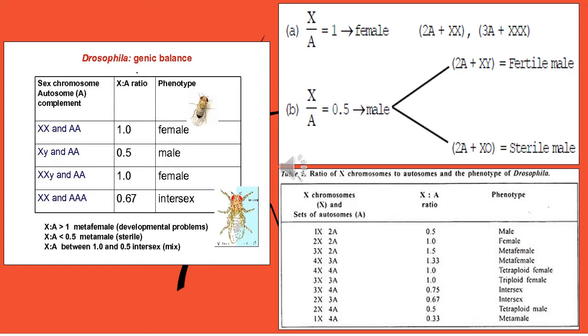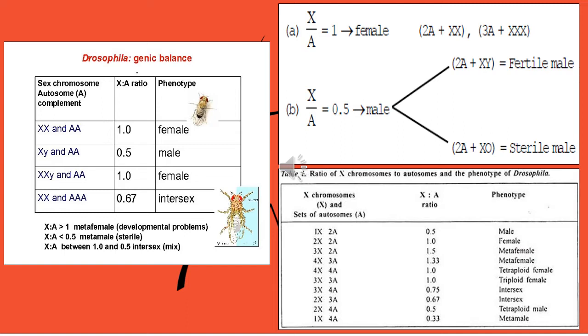In our previous video, we discussed up till linkage. The sums of the linkage I will upload in a couple of days. In today's video, we will discuss mainly genic balance, mutation and ploidy states.